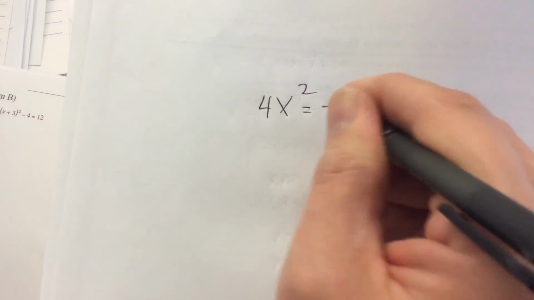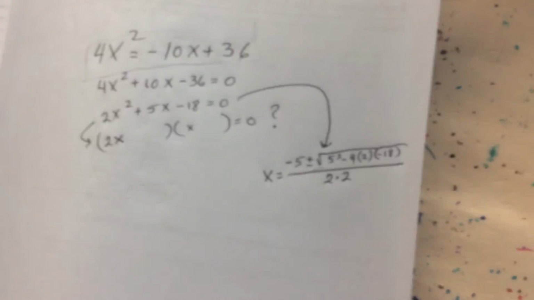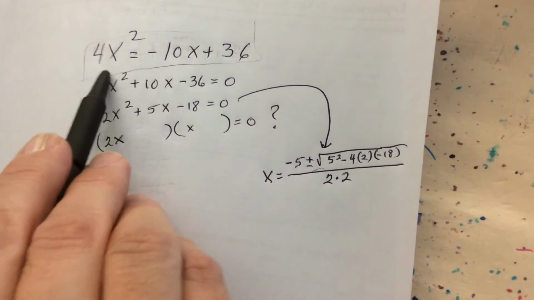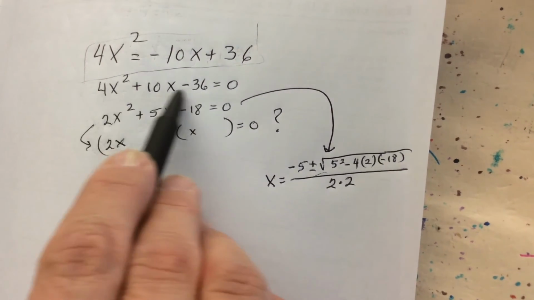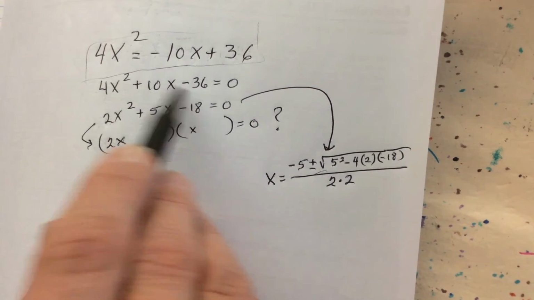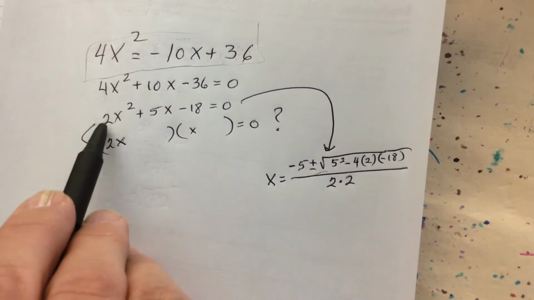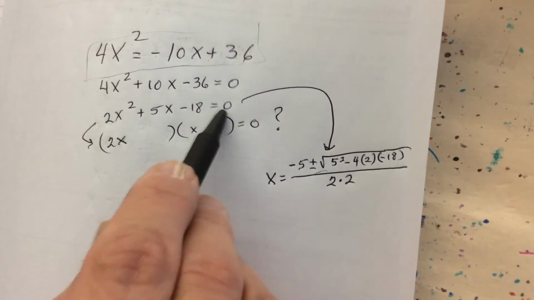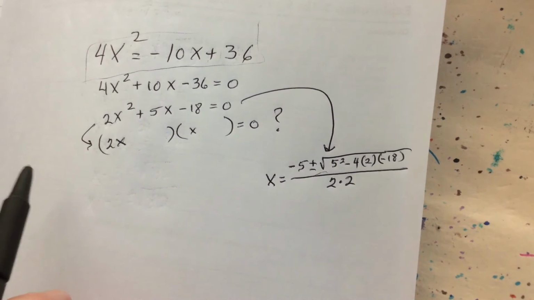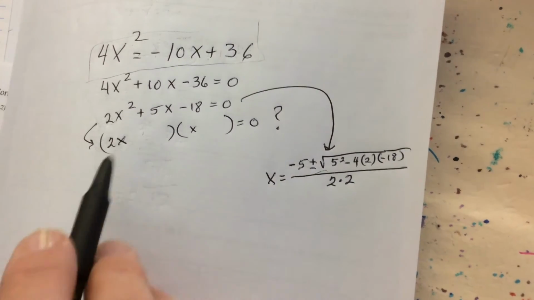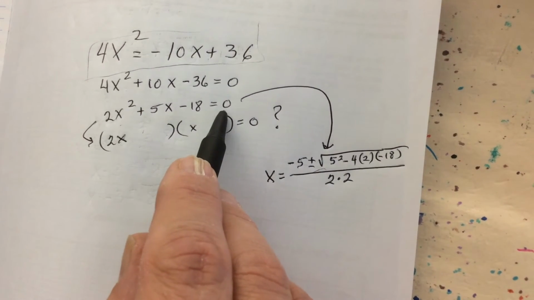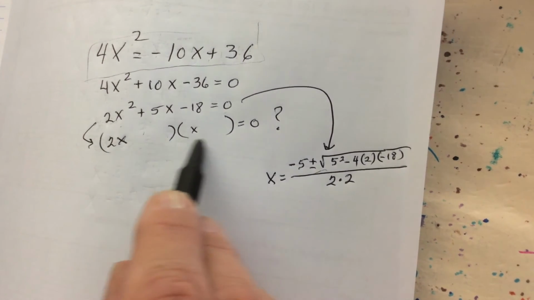Here, 4x squared is equal to negative 10x plus 36. You tell me what happens. You can take this equation and put it into standard form. And then once it's in standard form, you can actually reduce it. You can divide each of the terms by 2. So you get 2x squared plus 5x minus 18 equals 0. And at that point, you've got a couple of choices. You could try to complete the square, or you could try to factor it.